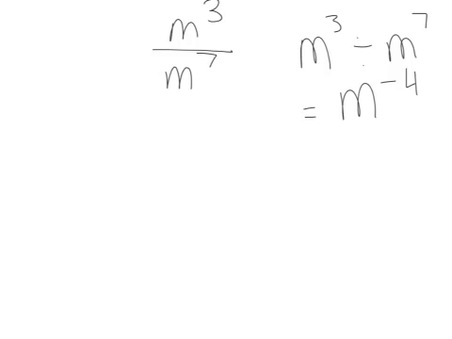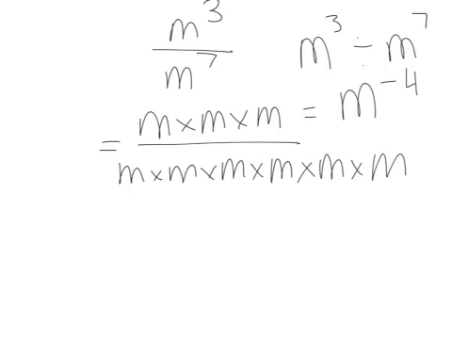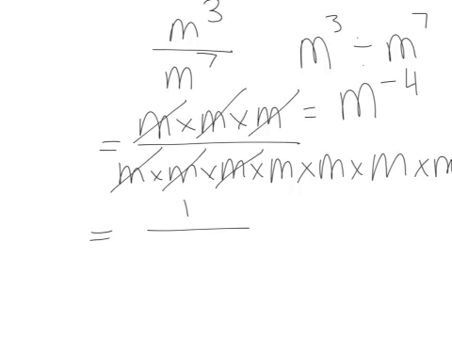If I'm doing it in this form, I'm going to have m times m times m, all divided by m times m times m times m times m times m, so 1, 2, 3, 4, 5, 6, one more times m. And then I can just do a process of cancelling. 1 for here, 1 for here, 1 for here. So I'm left with 1 over m times m times m times m, which is m4. Both of these answers, 1 over m4 and m to the -4, are equivalent answers.